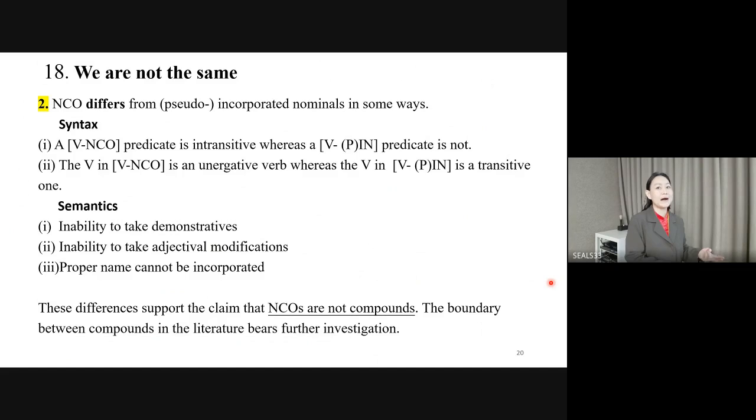So this difference is what I wanted to claim in my study two years ago, and it supports that non-canonical objects are not compounds as we thought in the Vietnamese literature review. And I think that the concept of compound in Vietnamese, especially in verb compounds, must have further investigation. And that's the end of my topic.